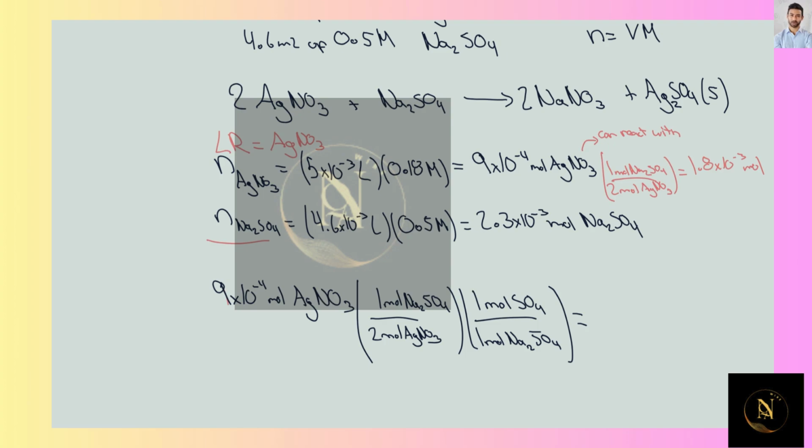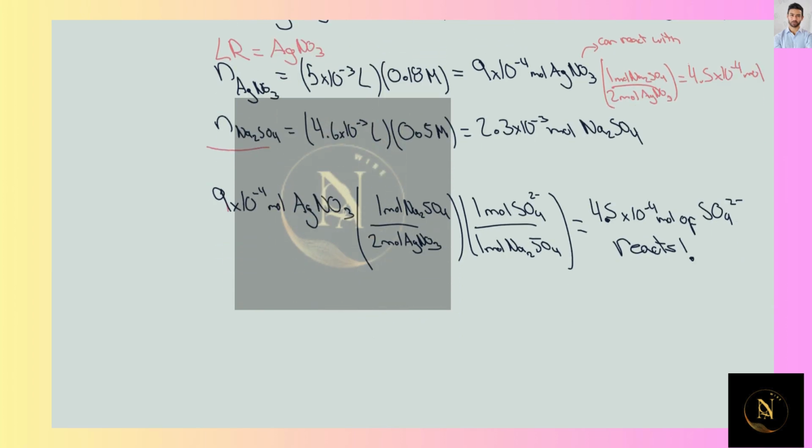Sorry, over here, just a small correction. This should be 4.5 times 10 to the minus 4. So an even smaller amount. The other result will be the same, 4.5 times 10 to the minus 4 mole of sulfate that is going to react.